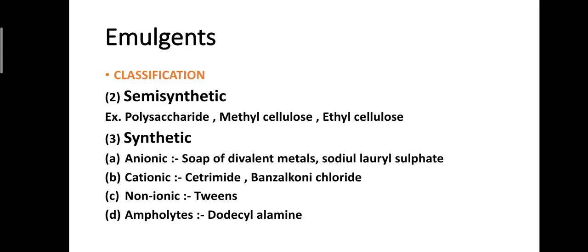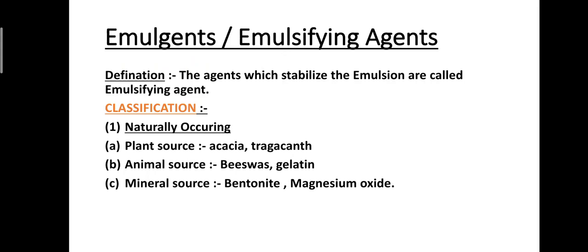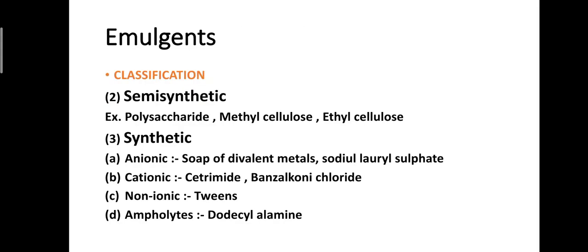Classification: there are naturally occurring, semi-synthetic, or synthetic types of emulsifying agents. Let's see in detail. Naturally occurring emulsifying agents: first, plant sources such as acacia and tragacanth. Second, animal sources, that is beeswax and gelatin. Third, mineral sources such as bentonite and magnesium oxide. Second, semi-synthetic emulsifying agents, for example polysaccharides, methyl cellulose, ethyl cellulose, etc.